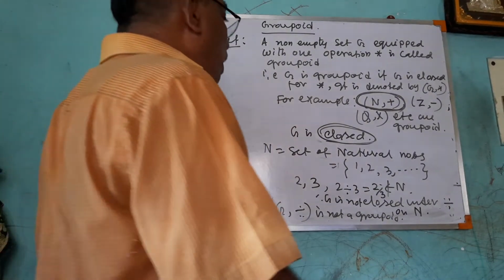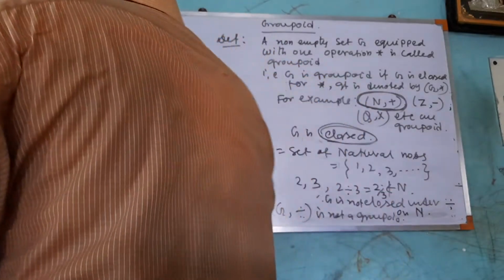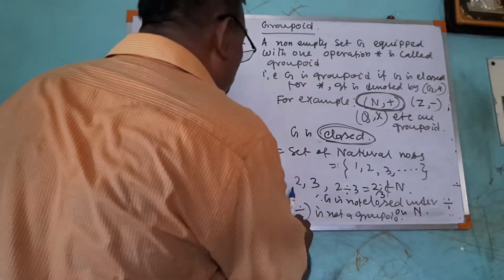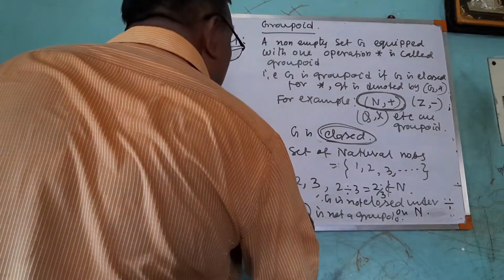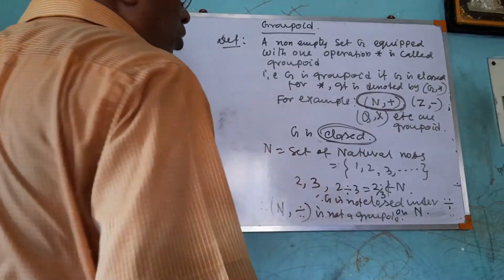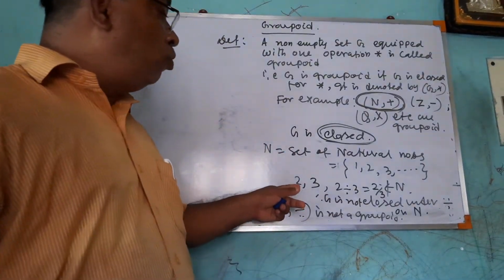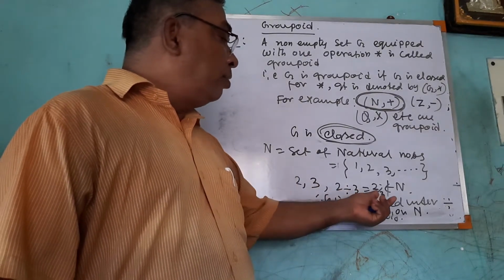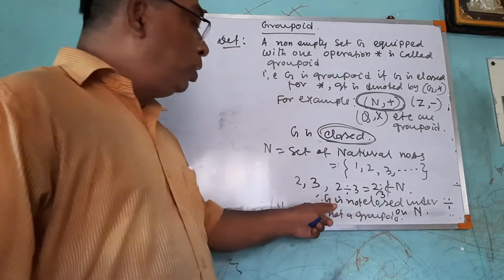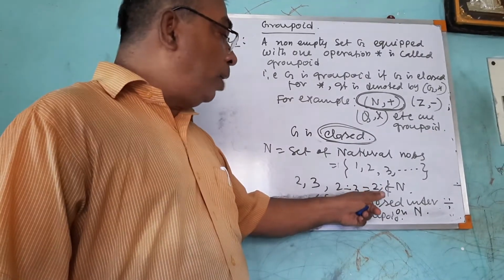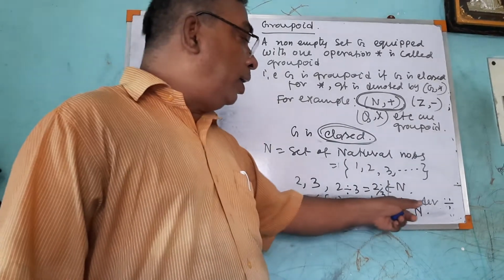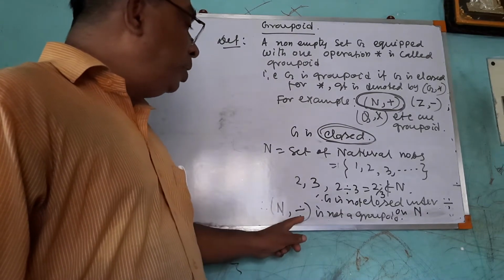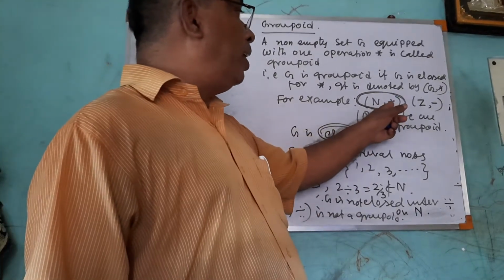Now you can check N with division. N division is not a groupoid. Once again, if we take two numbers, 2 and 3, and take 2 divided by 3, that comes 2 by 3, which does not belong to N, so G is not closed under division on the set of natural numbers. So N division is not a groupoid.